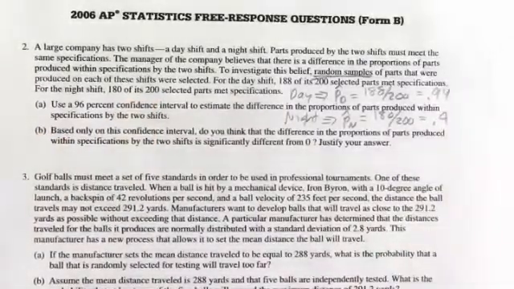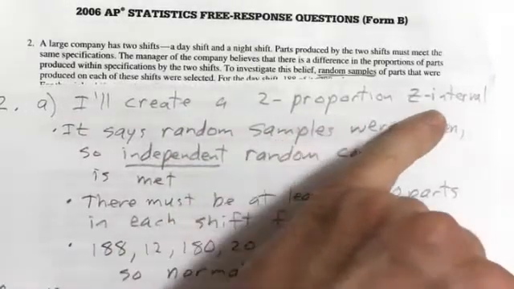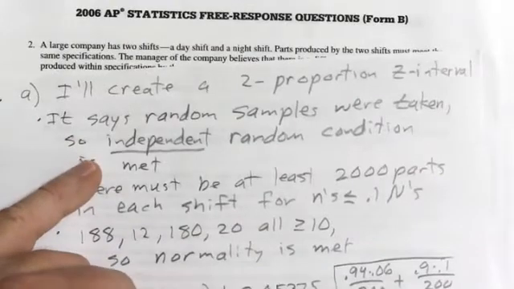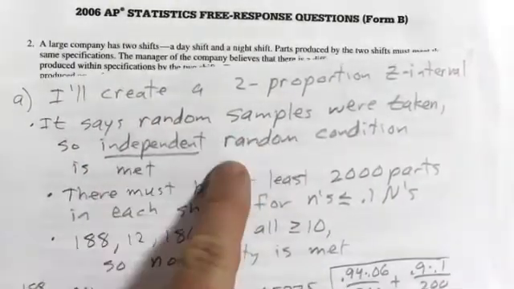But anyway, whenever you make a confidence interval, you have to do the TAME acronym. So here we go. You have to state what you're doing. I'll create a 2 proportion Z interval. All right. And then it says random sample is taken. So independent random conditions met. When it's 2 samples, you have to say independent random.